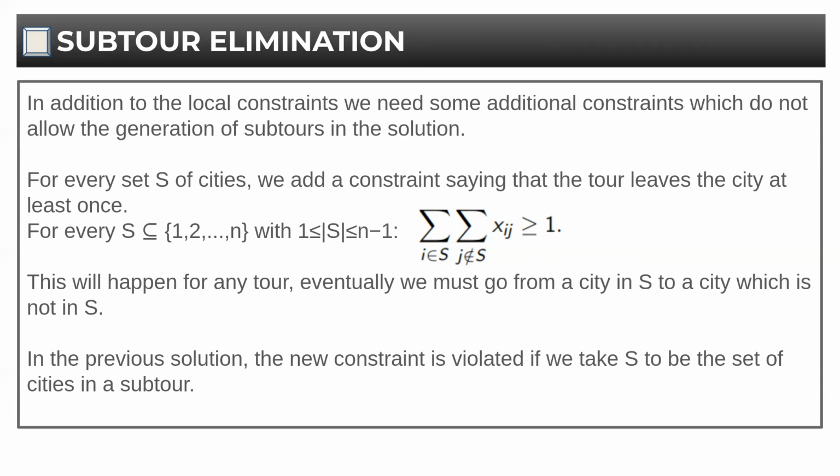We can represent that mathematically as for every set S, which is a subset of the set 1 to n, the double summation of x_ij, for i in S and j not in S, is greater than or equal to 1. This will hold for any tour. Eventually, we must go from a city in S to a city which is not in S. In the previous solution, the new constraint is violated if we take S to be the set of cities in a subtour.